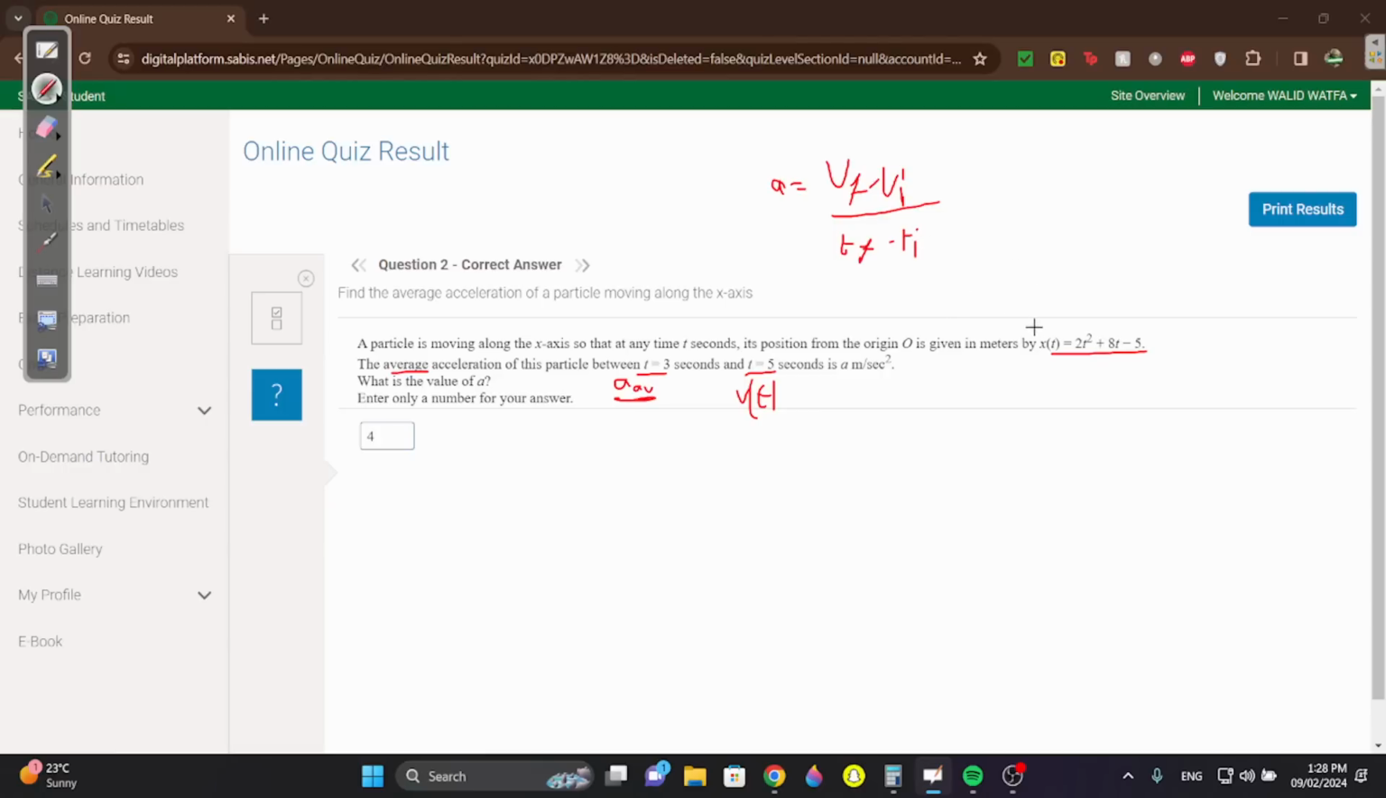Okay, how do you find the v(t)? We derive it. 2 times 2, 4. Reduce the exponent by 1, you get 4t plus 8.